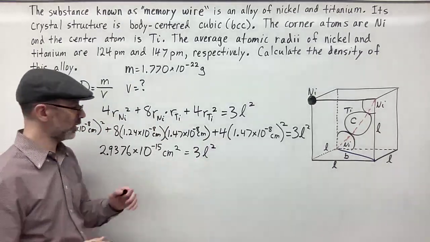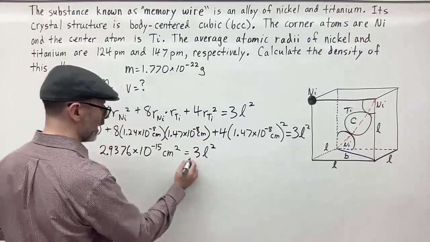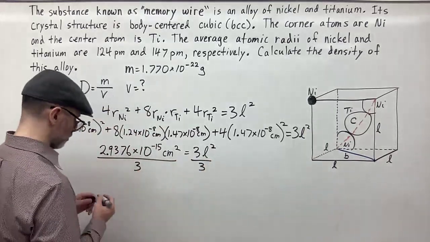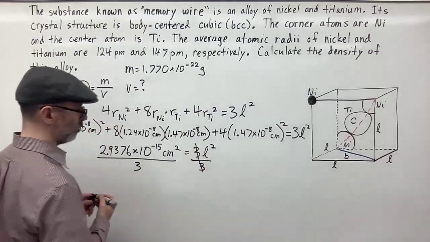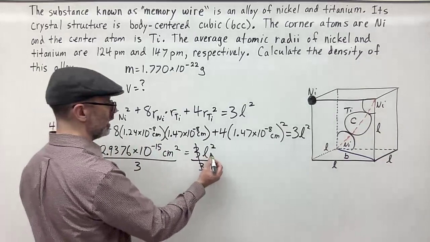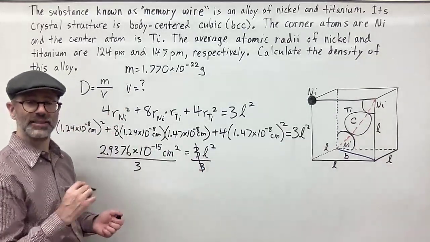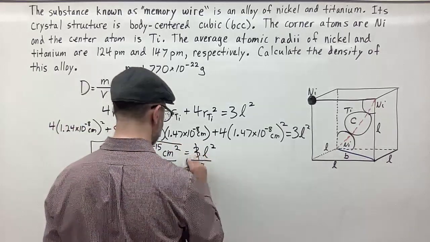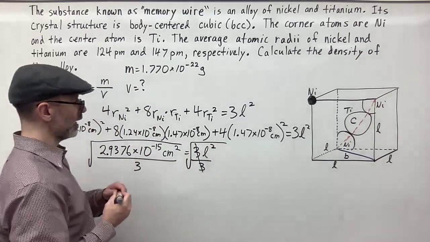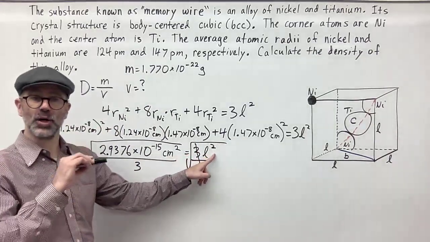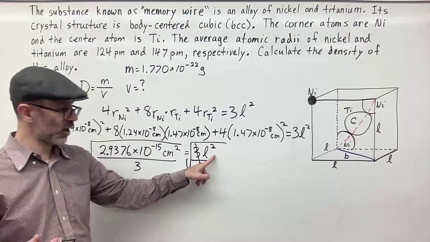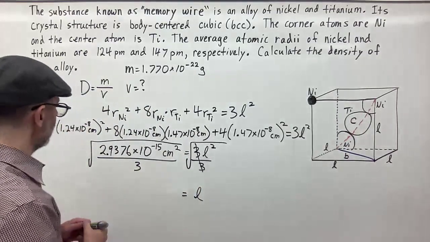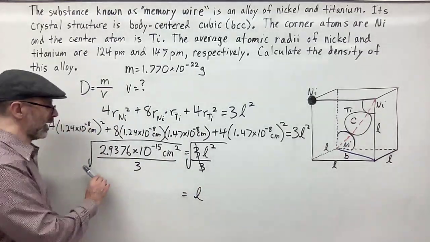Then what I'm going to do is divide both sides by 3. So then that cancels out, and I have this equal to L squared. I want L, so I'm going to take the square root of both sides. Taking the square root of something undoes the square, so that becomes L. So this is going to be equal to L. And then I divide this by 3 and then take the square root.